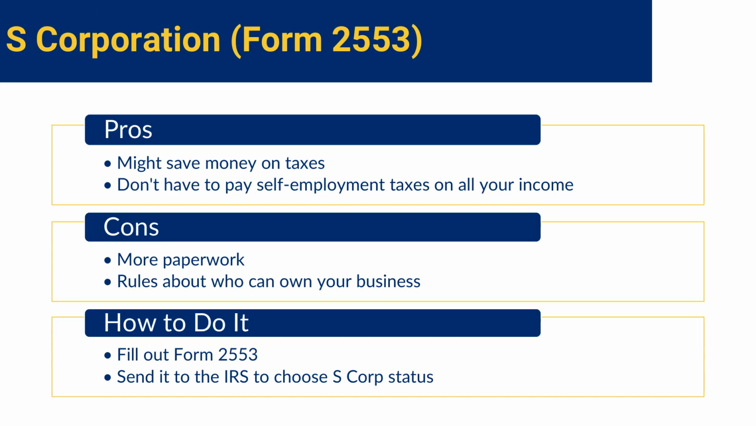The pro is it might save money on taxes because you don't have to pay self-employment taxes on all your income. However, it is more paperwork, and there are rules about who can own your business. To do it, you will need to fill out Form 2553 and send it to the IRS to choose S corporation status.